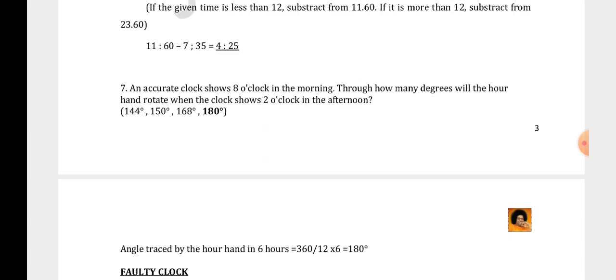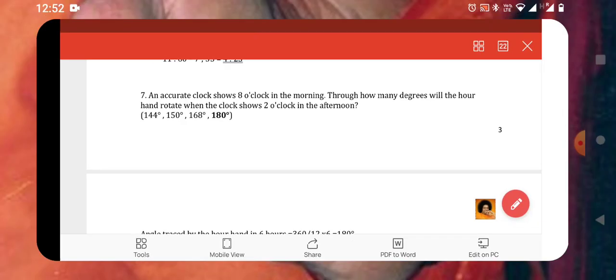Angle traced with the hour hand in 6 hours. That means from 8 o'clock to 2 o'clock: 8, 9, 10, 11, 12, 1, 2. There are 6 hours.